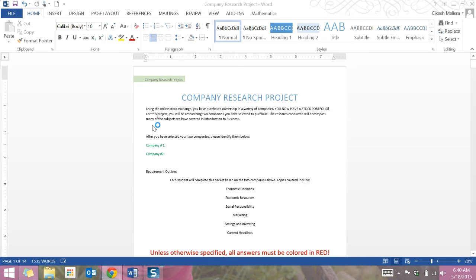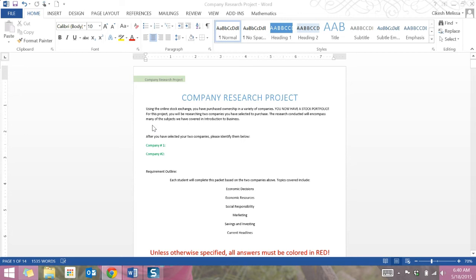Basically, you have now taken ownership of a company, actually two companies. And to have ownership, you really need to know about that company, what they're doing, what they've done, and where they are financially today. So it's going to take us through everything that we've done, a little bit of first semester, but mostly through second semester.